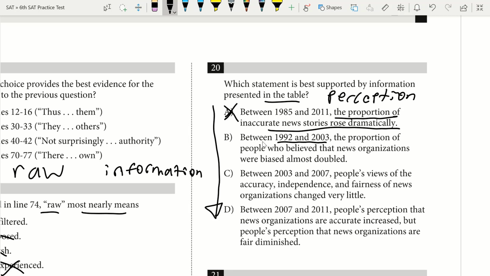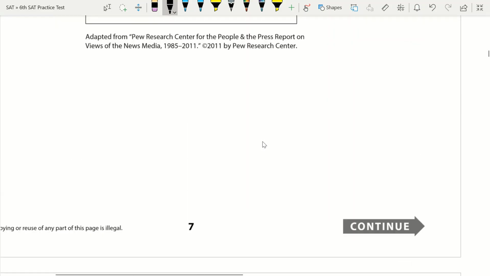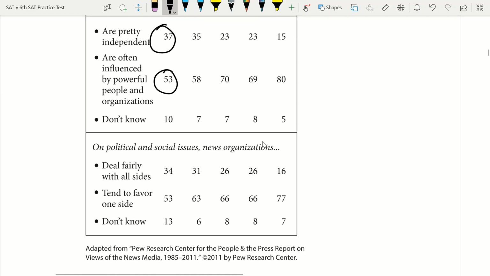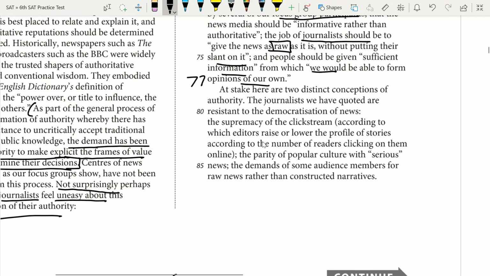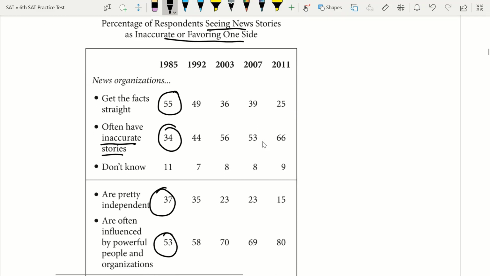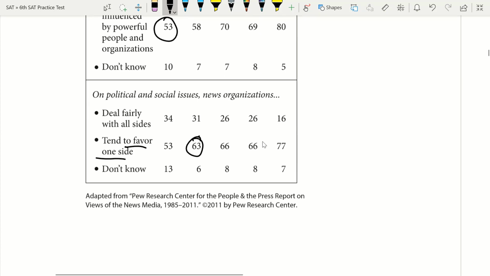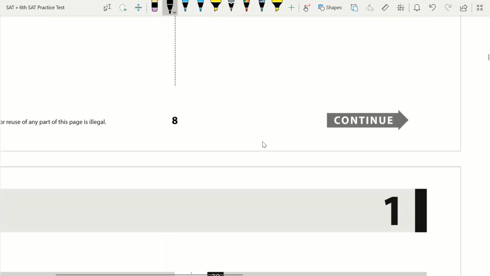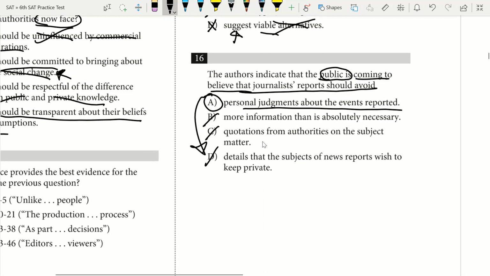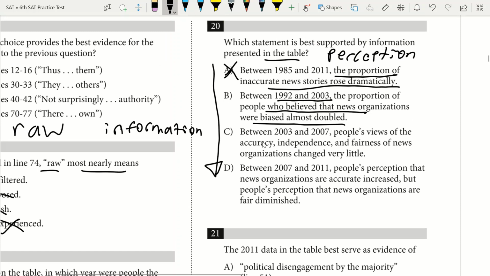B, between 1992 and 2003, the proportion of people who believed news organizations were biased almost doubled. This one we can quickly check. People who believe news organizations are biased, that would be saying that they tend to favor one side, would be them thinking they're biased. And what we see, we were asked from 1992 to 2003, which we see as our second column from our left and our third column from our left. And we see we only go from 63 to 66%. So we do not double at all, not even close. It would be impossible to double from 63% because we'd have to go to over 100%. So B will be incorrect there.